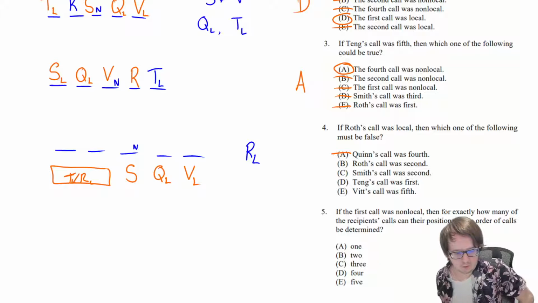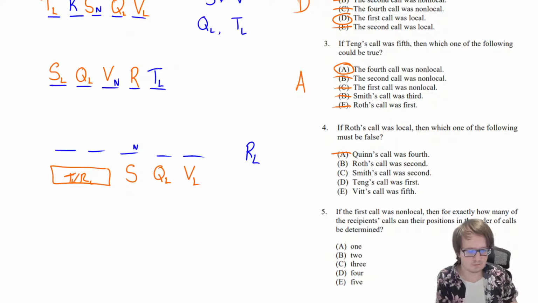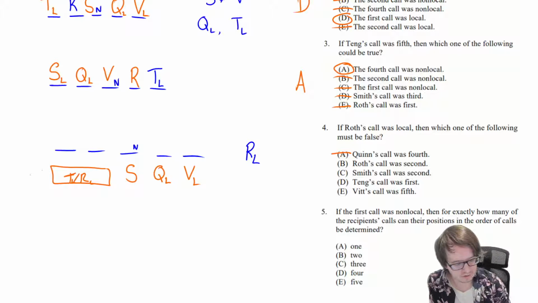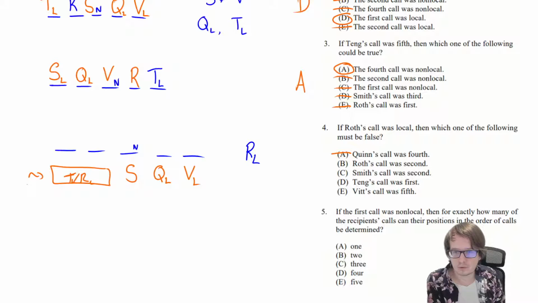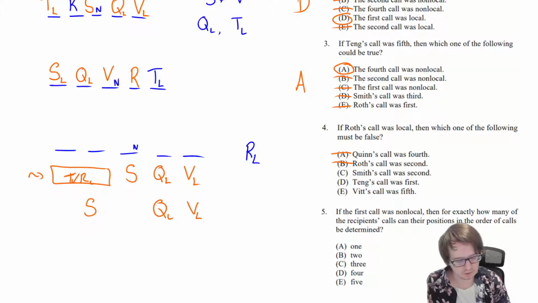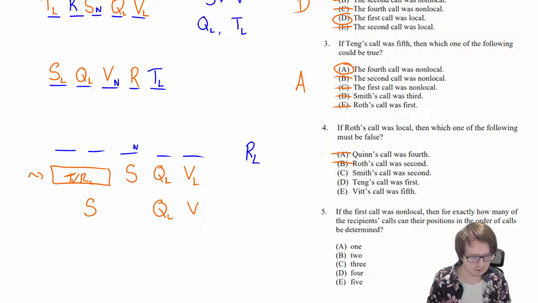That works. What if Roth's call is second? Well, we don't need to do another one because we've already shown in the first case that Roth can be first or second. So if Roth's call is second, we already know our order. So it can't be B because B can be true. Okay, what if Smith's call was second? So let's put S here. We need to do Q and V. Okay, Q can't be non-local, so Q and V have to be in the same position as before. So actually, we don't know that V is local. We just know that Q is local.